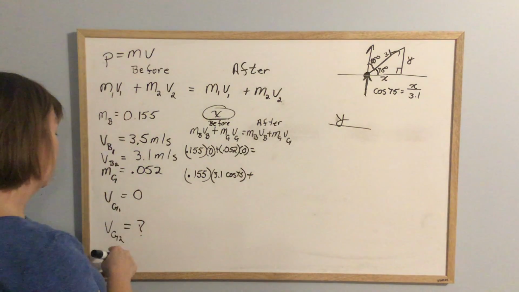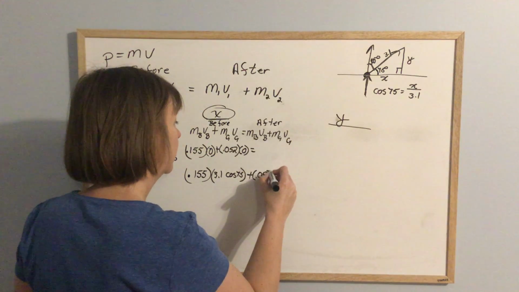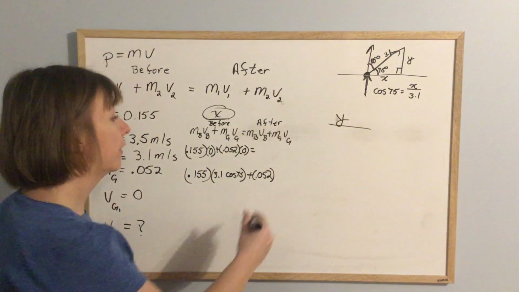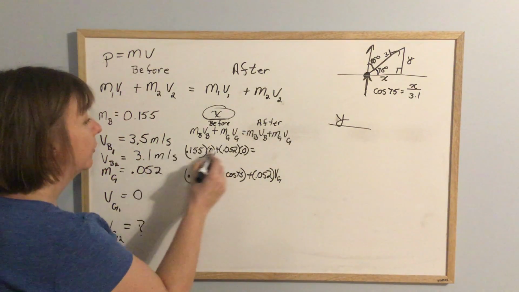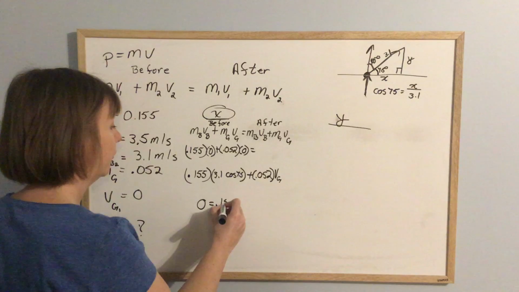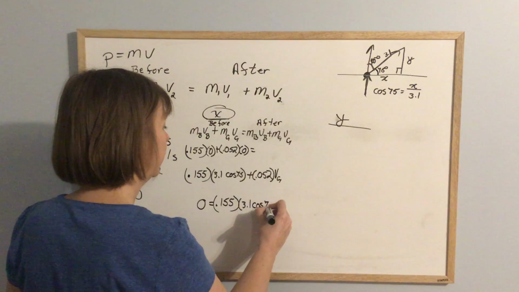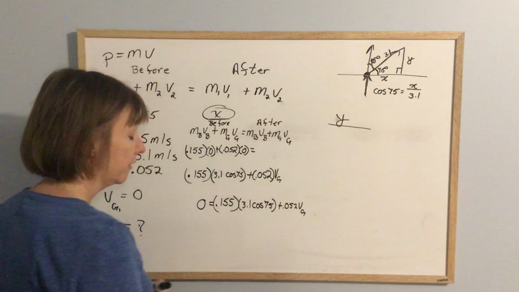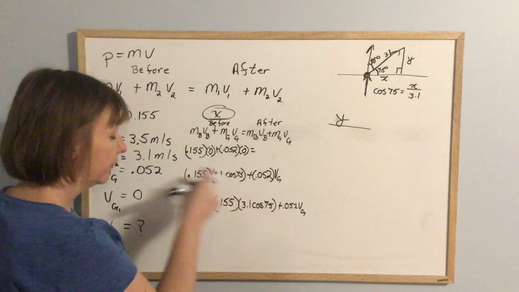Plus mass of the golf ball, which is 0.052, times the velocity of the golf ball. Now I have no information about the final velocity of the golf ball, so I'm just going to have to leave it as an unknown. So this side of the equal sign is just 0, and this is 0.155 times 3.1 times cos of 75 plus 0.052 times the velocity of the golf ball. So we can isolate that, right?